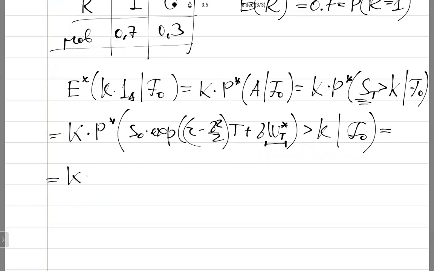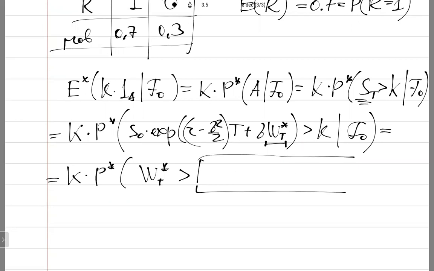So it's K times P star, and here I write W_T greater than... It's a small exercise for you, given F_0. Just transform it for two or three minutes, it's basic algebra from school. Pull W_T star out of this inequality, because the only random thing is W_T star. S_0 is also random, but it's known, so I don't care about S_0.